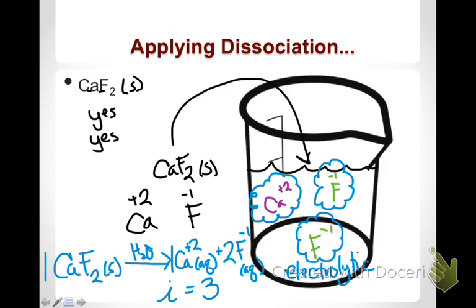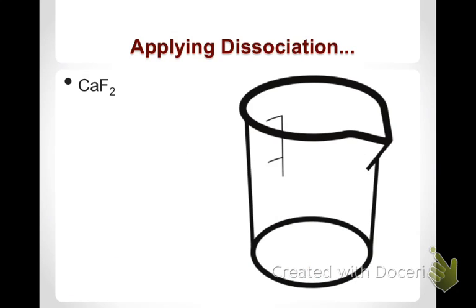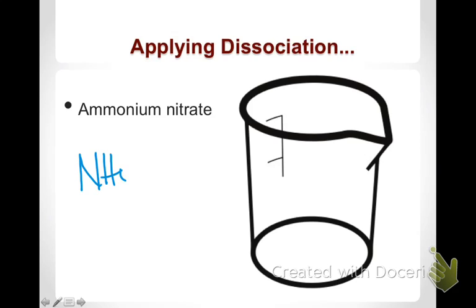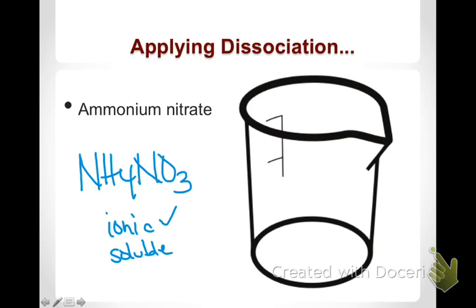Okay, so there's one example for you. Example number 2, we've got ammonium nitrate. So ammonium nitrate is NH4NO3. Okay, so again, we want to go through our steps. Is it ionic? Yes. It has 2 actually polyatomic ions, so we know it's ionic. And is it soluble? You check your activity series. Yes, it is soluble. So it is ionic and it is soluble.